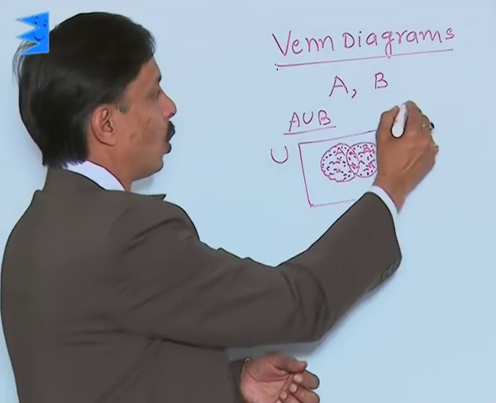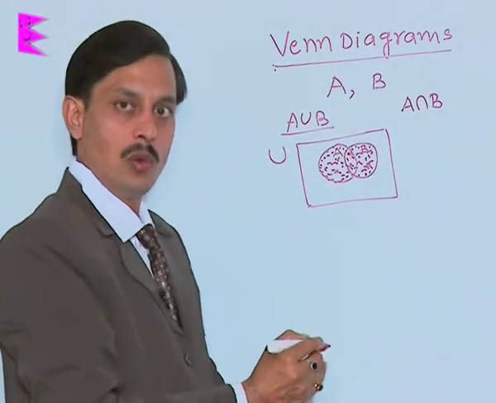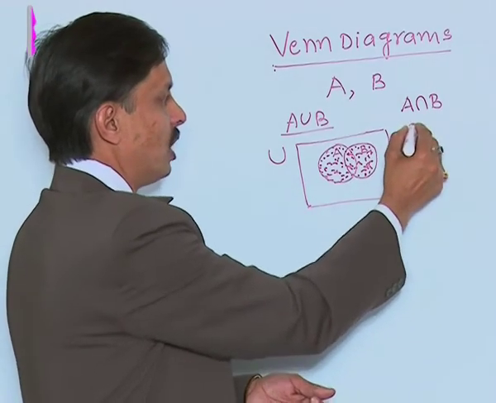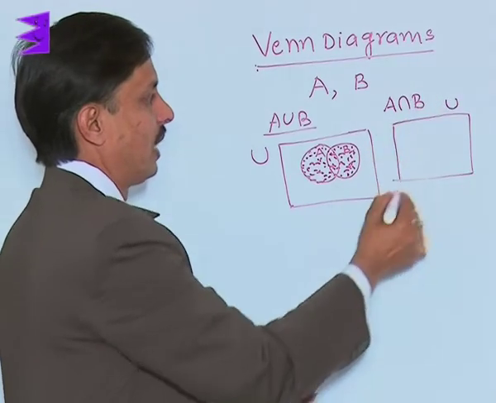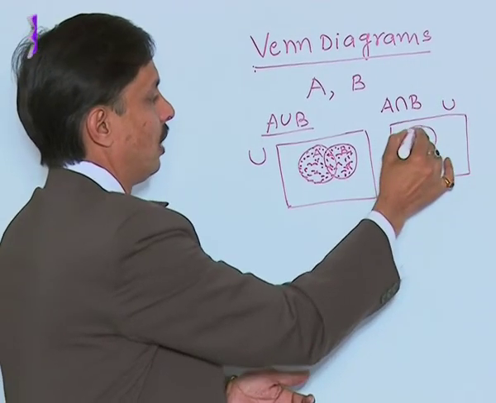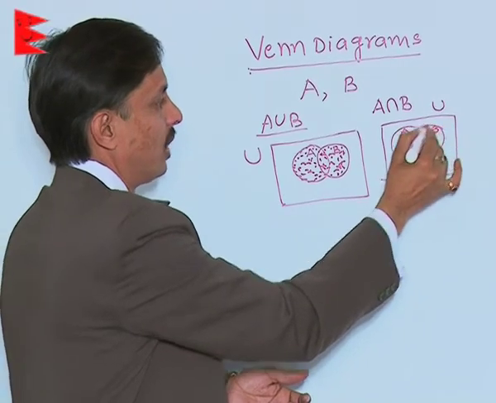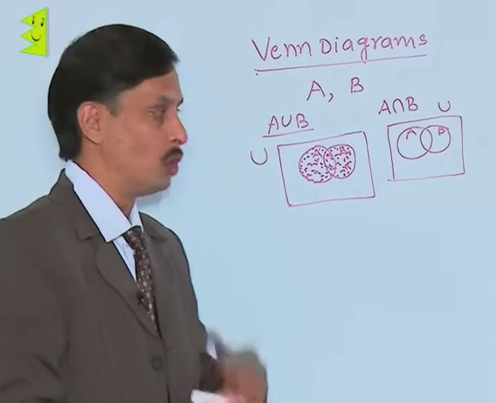If you want to understand the Venn diagram of A intersection B, similarly, one rectangle will show the universal set. One of the circles is A, showing set A. This is showing set B. A intersection B means only the common zone.